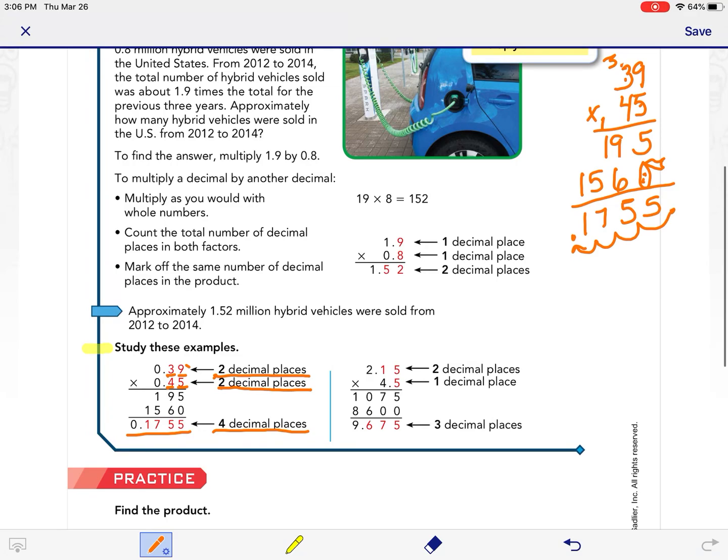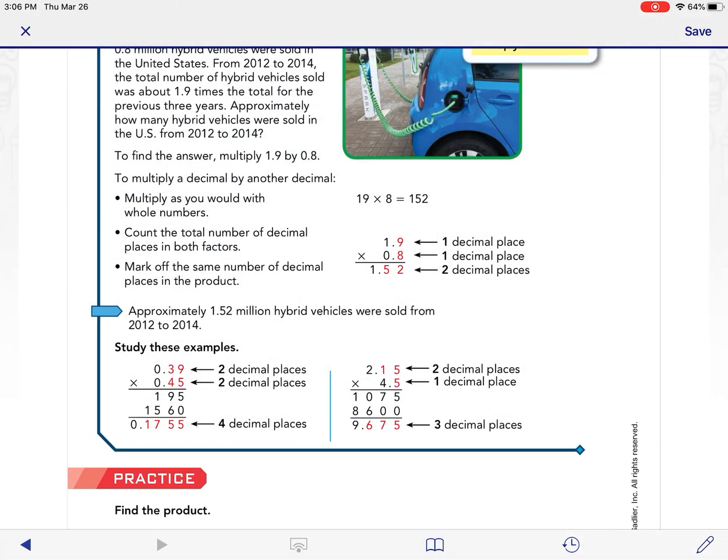So let's look at this one. 2 and 1500ths times 4 and 5/10. They multiplied like normal, and they would have gotten 9,675. But then you have 1, 2, 3 total decimal places in your question or in your factors, so you need 3 decimal places in your answer. So what originally had a decimal point there, 1, 2, 3, you moved it to right there.